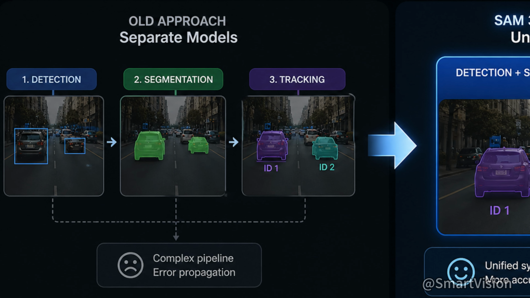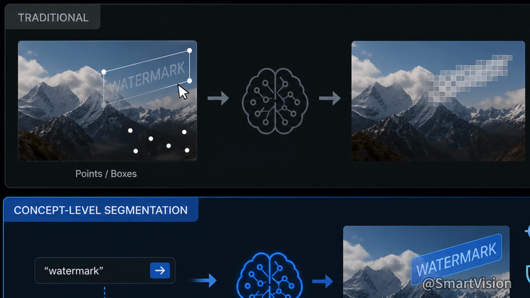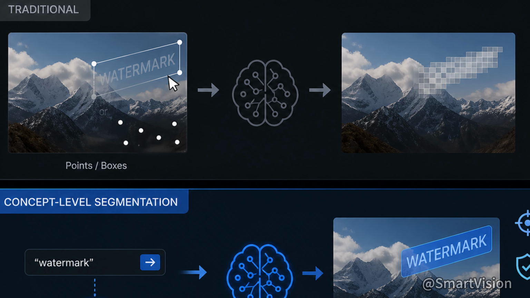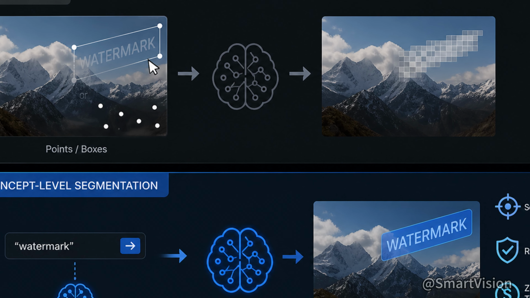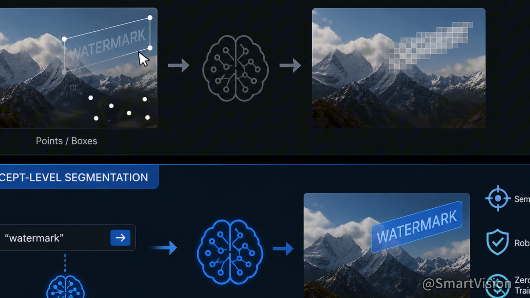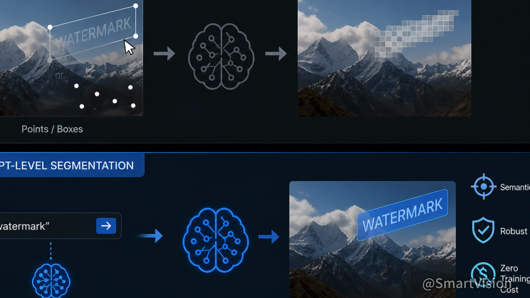Another major improvement is concept-level segmentation. Instead of relying purely on points or bounding boxes, the model understands what you're selecting at a semantic level. So when you input something like watermark, it's not just selecting pixels, it's recognizing a category. This is why it performs much more reliably in complex scenes, and also why you don't need to train a custom model beforehand just to define what a watermark is. The training cost essentially drops to zero, which, honestly, is great.